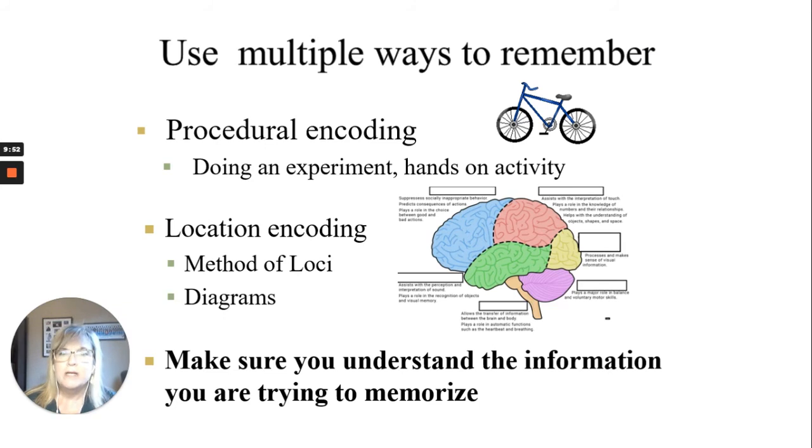So you want to definitely use multiple ways to remember things. You want to use procedural encoding if you can. So when you do hands-on activities in classes, you do an experiment, it can be really helpful in remembering that. Location encoding, there's something called the method of loci, which is kind of complicated, and I'm not going to go into it, but you can kind of picture a familiar place and put things in different places along your path to trigger your memory about what you want to talk about.